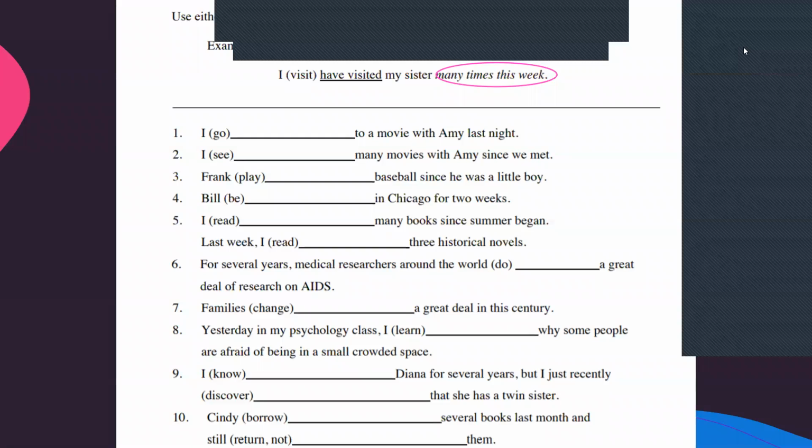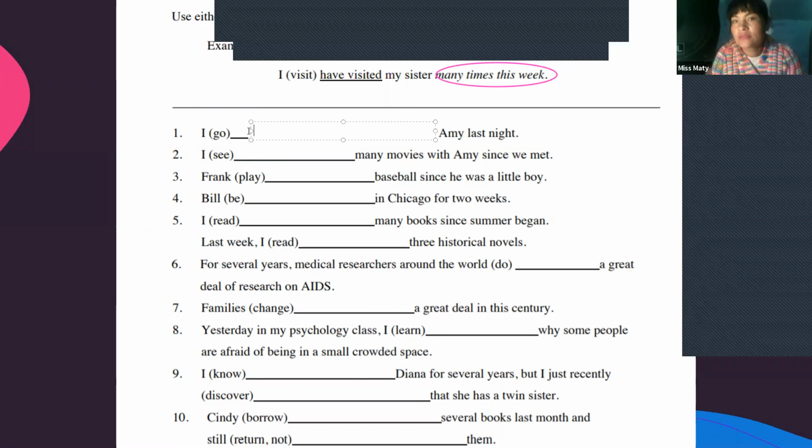I'm ready. Perfect. All right. Let's check. Miss Maddie, number one. I went to a movie with Amy last night. Perfect. I went.